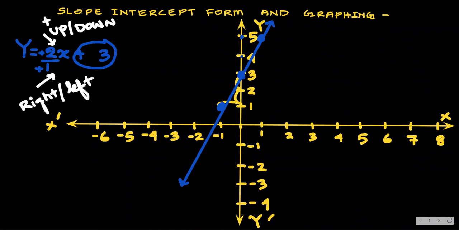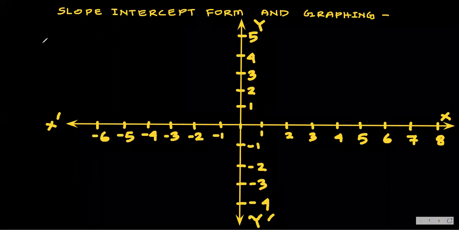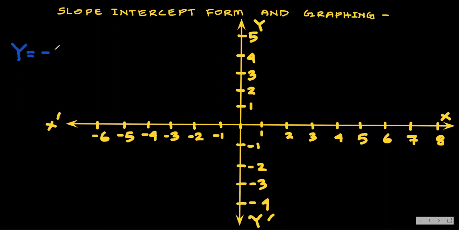That's your graph. Let's take another example. y = -1x, or -x minus 3. From this slope-intercept form, you can see the y-intercept is -3. So this is your starting point. On the y-axis, -3 is your y-intercept, the starting point.